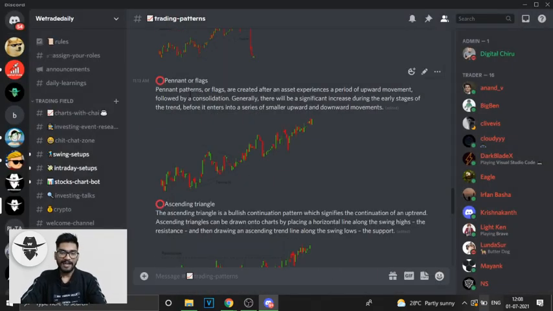Now we have a flag pattern. Flag patterns are obviously awesome because they're very simple to find, again, just like double top and bottom. But these are more prominent.